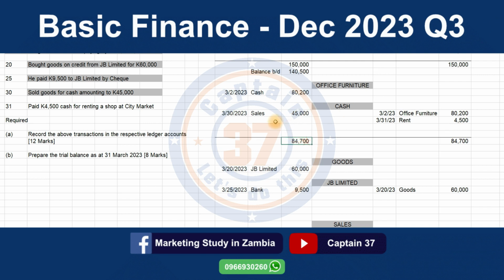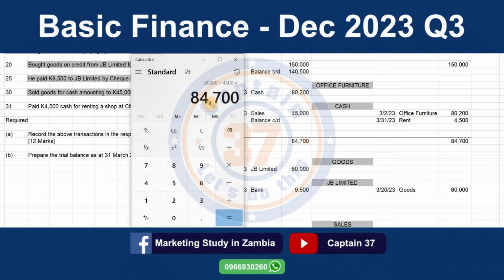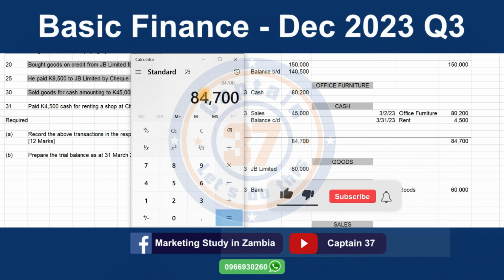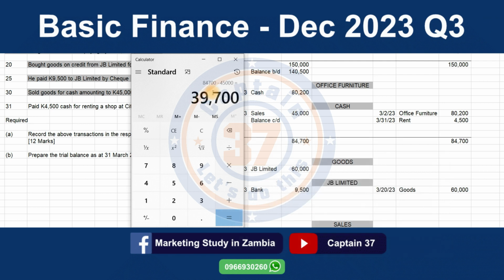No. It means that there's a balance here, and we need to carry it down to the next month. So the balance is the difference between this and this. So we pull out our calculator. We already have this amount here. Then we're going to subtract 45,000. So the difference is 39,700.